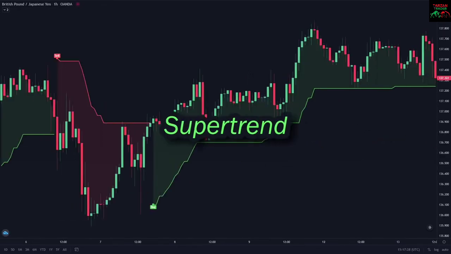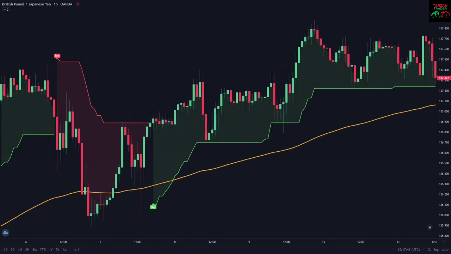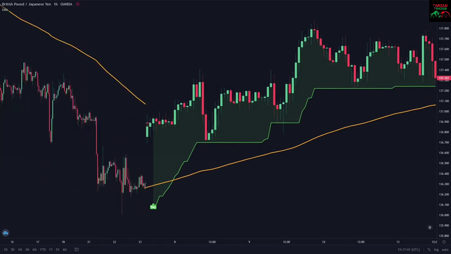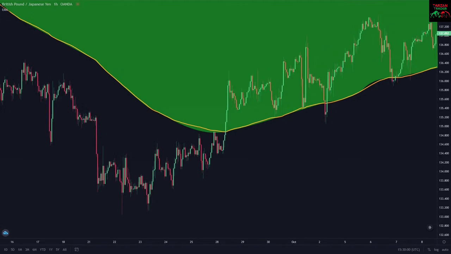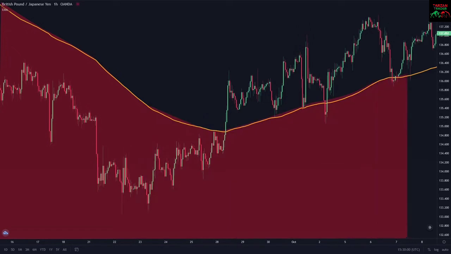For example, the super trend. If you're trading only using the super trend indicator, it will give a win rate of only 39%. But if you combine it with a 200 EMA, it can boost that win rate to 48%. So adding the 200 EMA with any indicator can automatically increase its win rate. And the way you combine the 200 EMA with other indicators is very simple. If the price is above the 200 EMA, you only take buy positions. And if the price is below the 200 EMA, you only take sell positions.